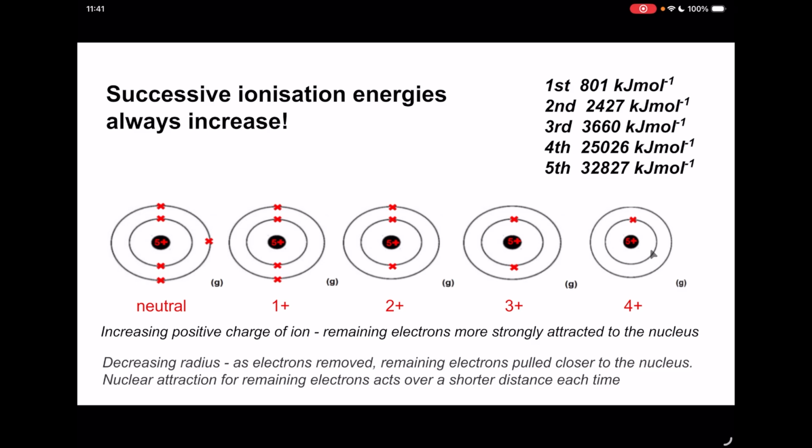The other factor at play is the radius is actually decreasing. So the physical distance between the outer electron and the nucleus is decreasing. So why is that? It's because as the electrons are removed, any remaining electrons are pulled closer to the nucleus because you've got a stronger nuclear attraction for the remaining electrons and they are acting over a shorter distance each time. So that's another factor that increases the ionization energy.